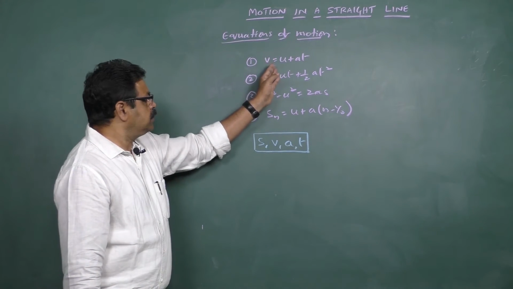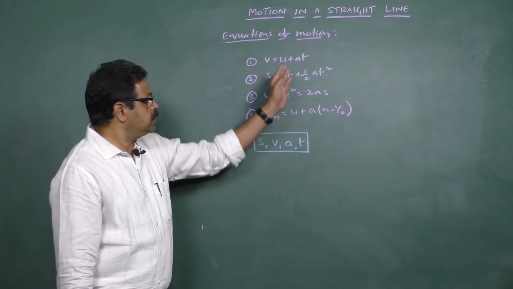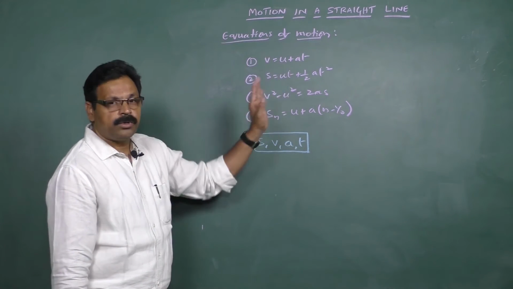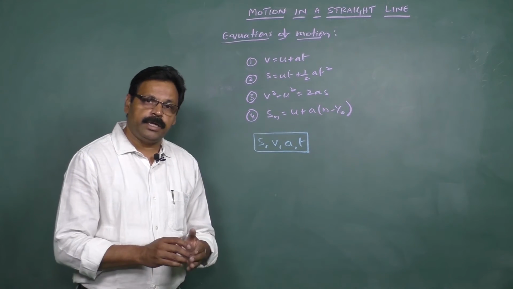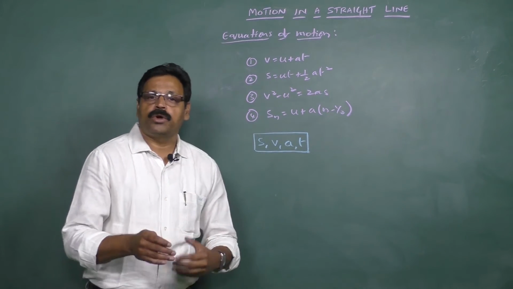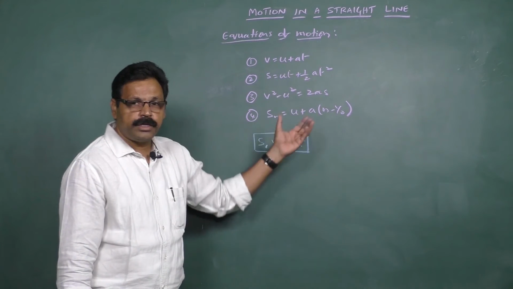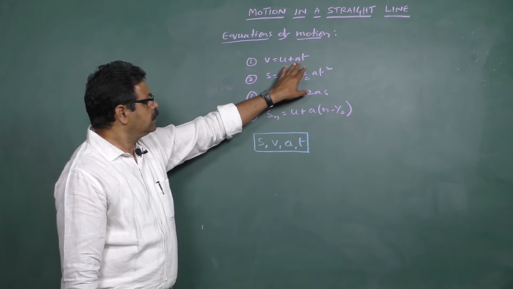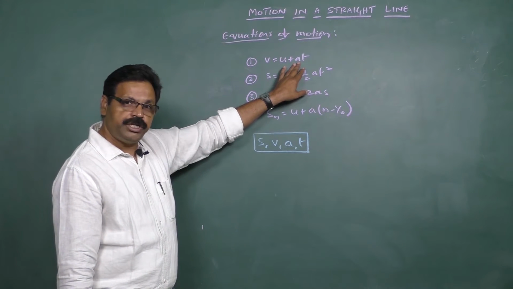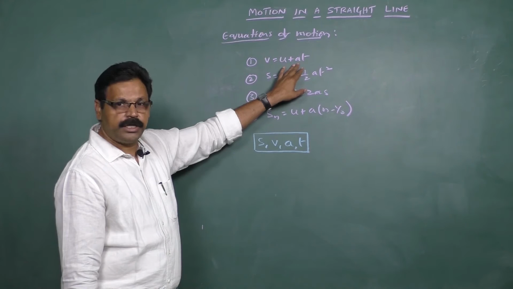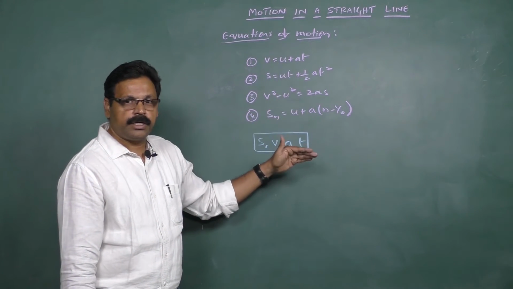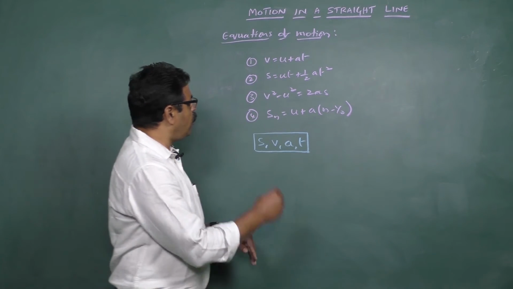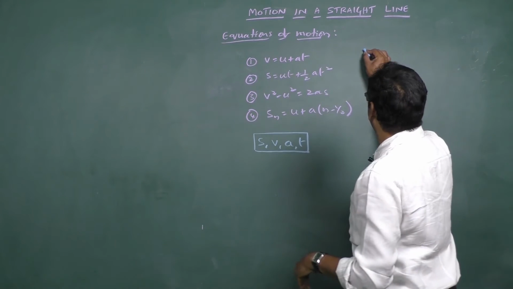Now we are going to look at how these equations can be derived, and also how these equations can be applied in the case of a body moving under the influence of gravity. In the case of the influence of gravity, a takes the value of g. Those equations we will look at once the derivation part is done. First, the derivation of v is equal to u plus at.